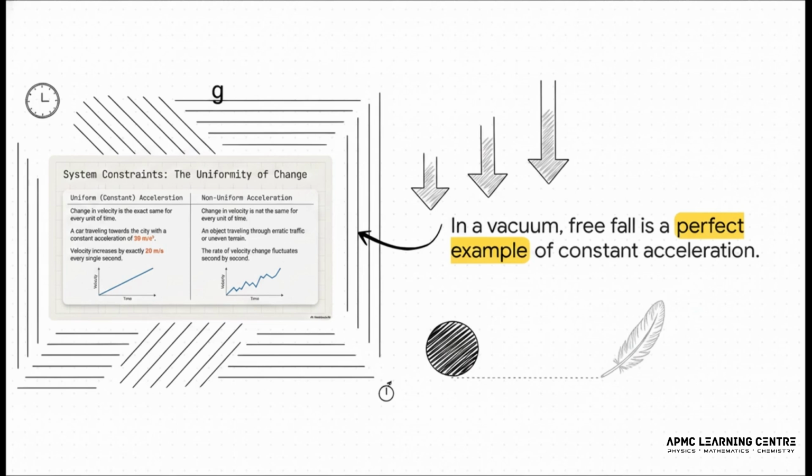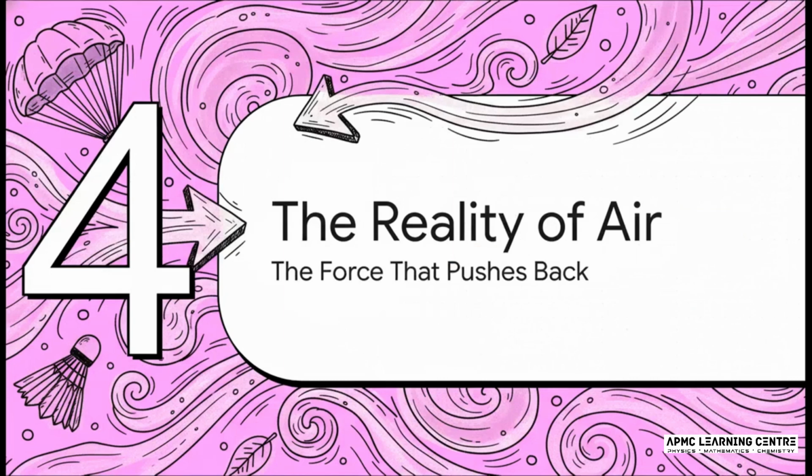The gradient of this velocity graph is constant, and its value is always about 10. Simple, predictable, but as we know, it's not the whole story. So it's time to step out of our perfect vacuum and back into the real world. A world filled with air. And this introduces a brand new force, one that complicates everything. We're talking about air resistance.